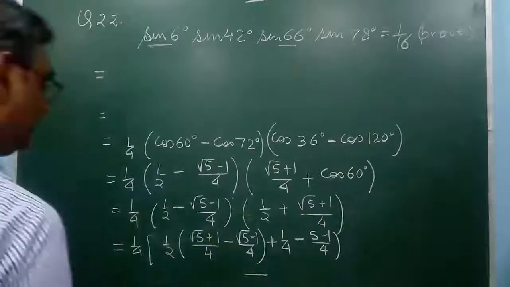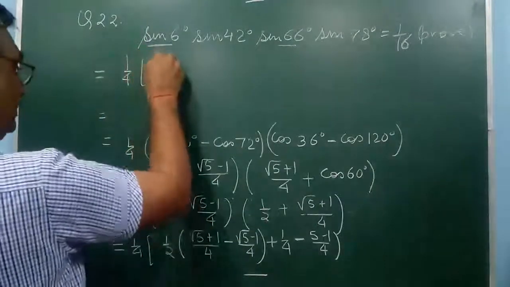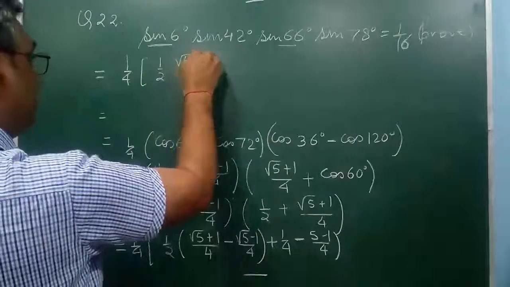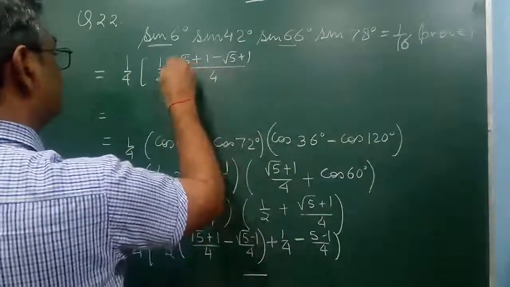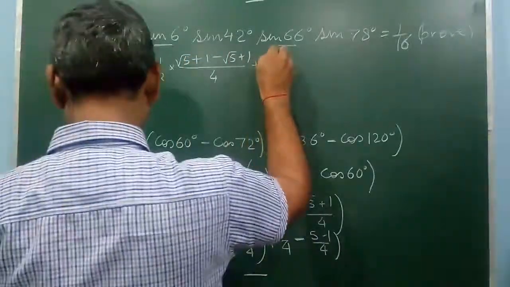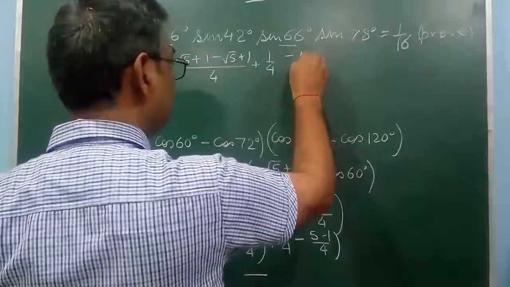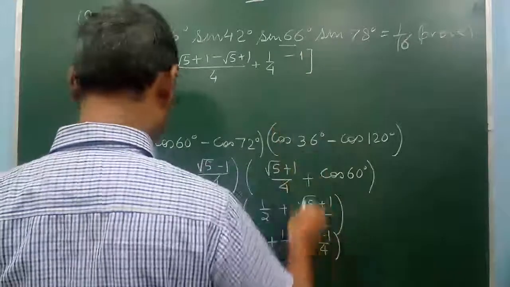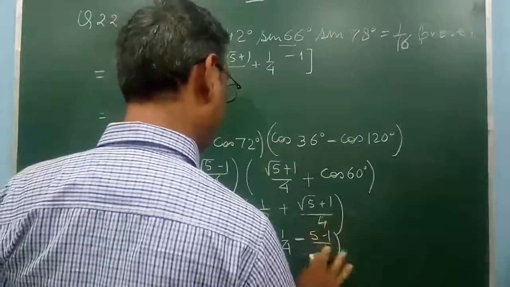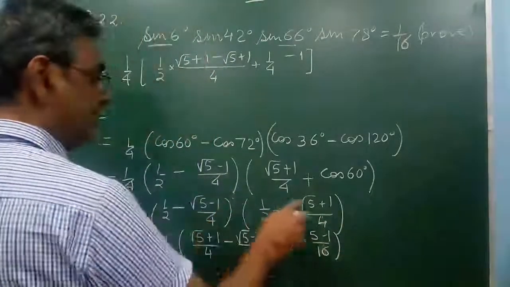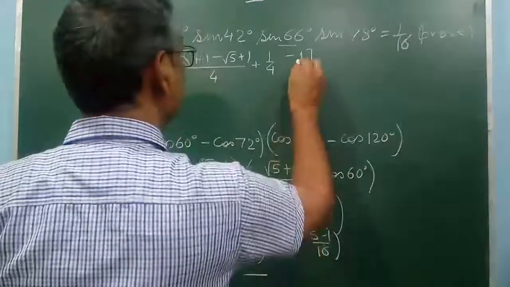Now here when we take LCM, so 1 by 2 root 5 plus 1 minus root 5 plus 1 by 4 plus 1 by 4, and here this is 1. Here 4 fours are 16 will be there, this is 4, and here it will be 16, because root 5 minus 1 into root 5 plus 1 is 5 minus 1, and 4 into 4 will be 16. So here 1 by 4.